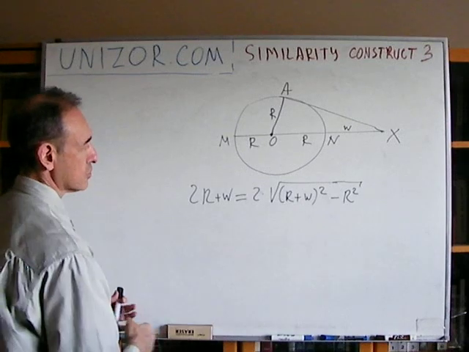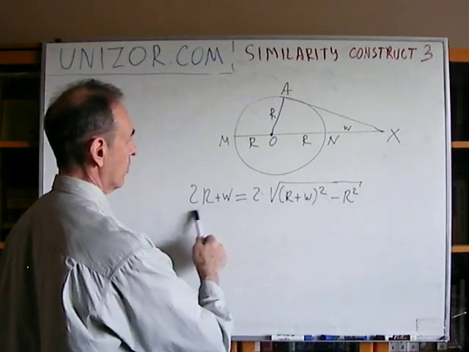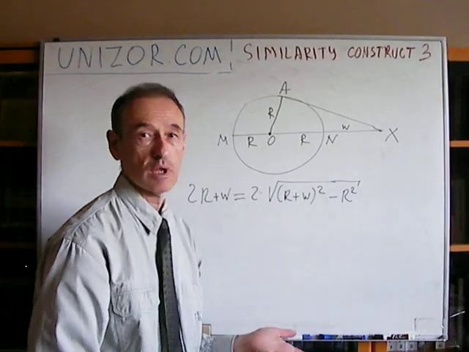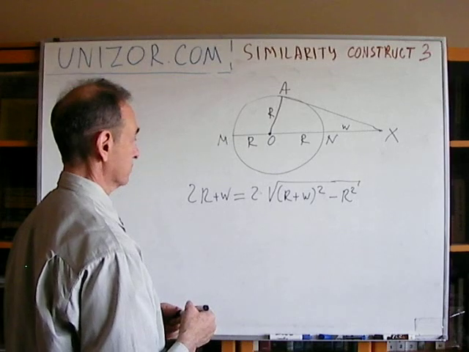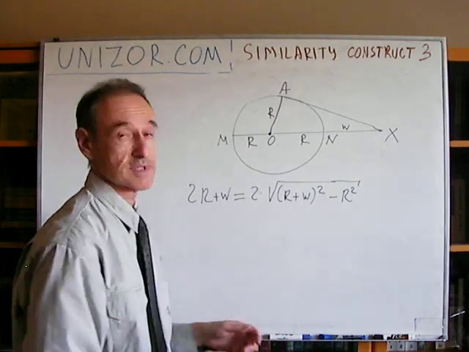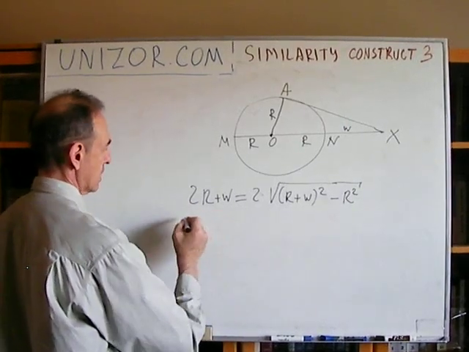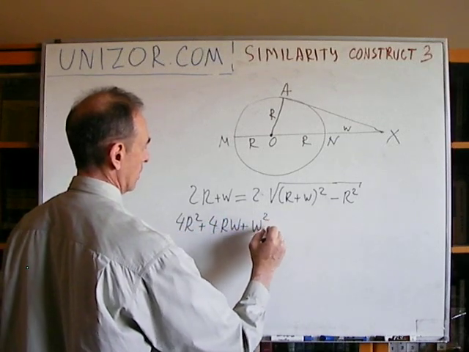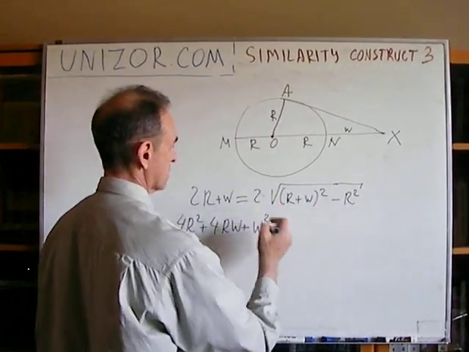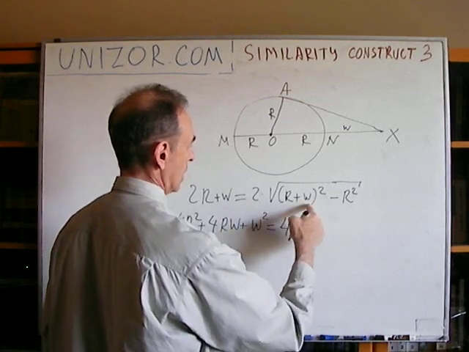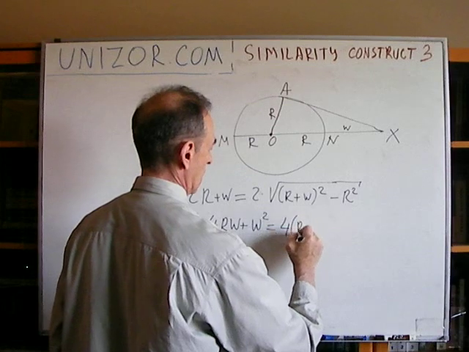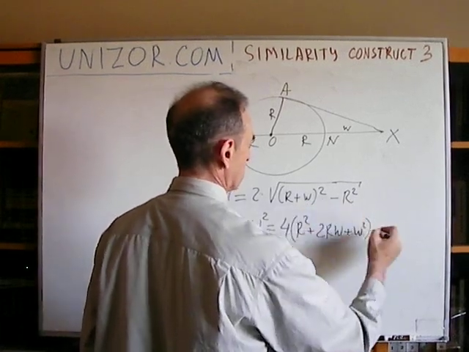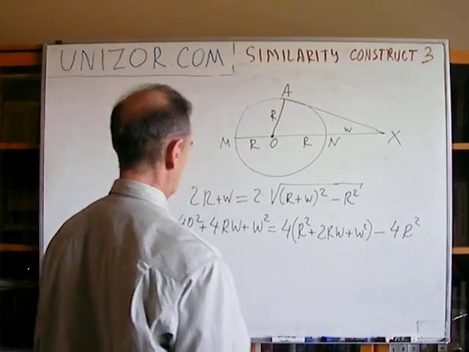Now, how can I solve this equation? Well, actually, elementary. If I square both sides of this equation, I will have w in the second degree, which means it will be a quadratic equation relative to w. I wish I could do it very accurately. I might actually make a mistake, but let me try. So the square of this would be 4r square plus 4rw plus w square, is equal to the square of this, which is 4 times this, r plus w square, which is r square plus 2rw plus w square, minus 4r square. Right?